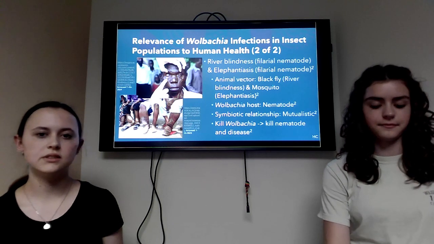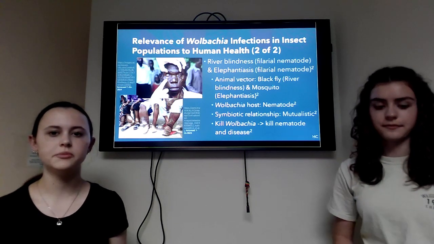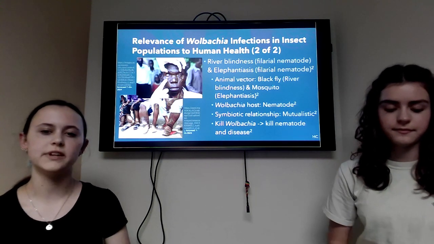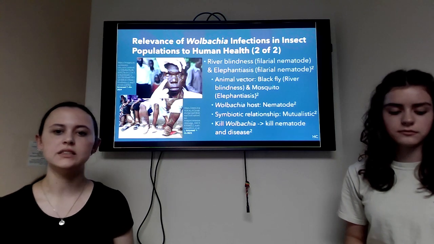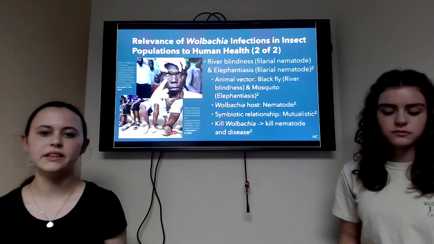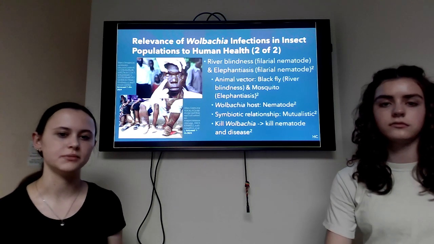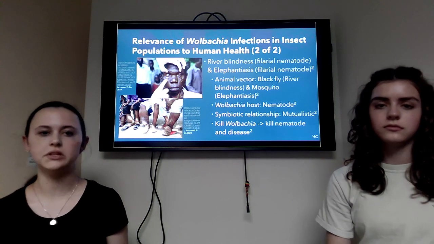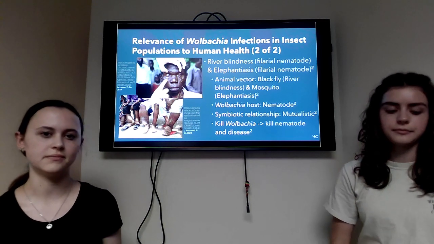2 different diseases associated with Wolbachia are river blindness and elephantiasis. The animal vectors are the black fly and the mosquito. Both of the hosts are the filarial nematode, and they have a mutualistic relationship. Therefore, if you kill the Wolbachia, then you kill the nematode and the disease.